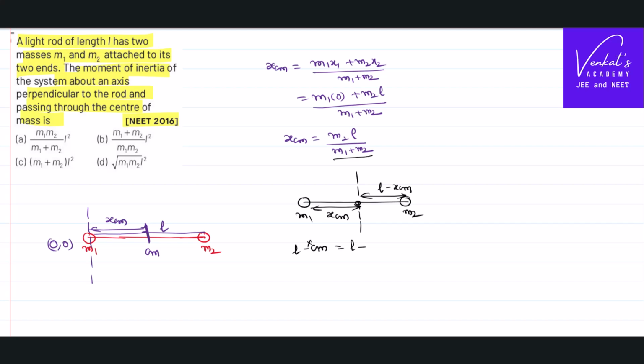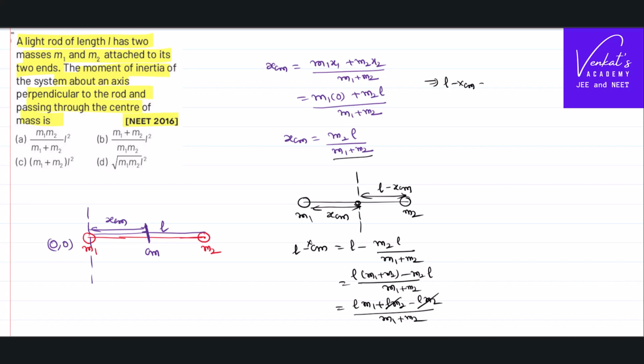L minus XCM, with XCM already calculated as M2L by (M1 plus M2). Taking M1 plus M2 as the LCM, it is L(M1 plus M2) minus M2L. So LM1 plus LM2 minus LM2, all by (M1 plus M2). LM2 gets cancelled. So L minus XCM is LM1 by (M1 plus M2).